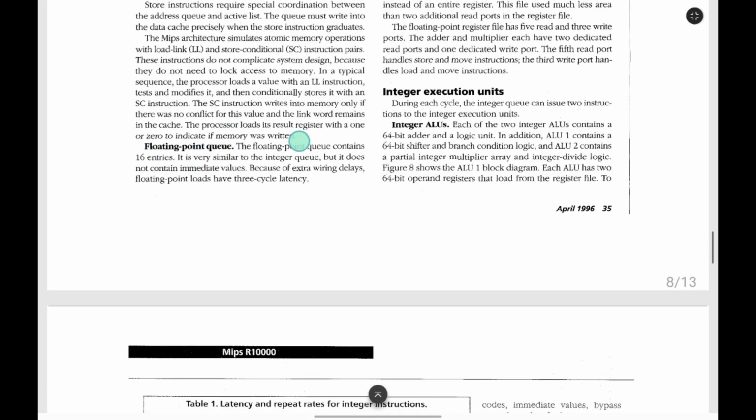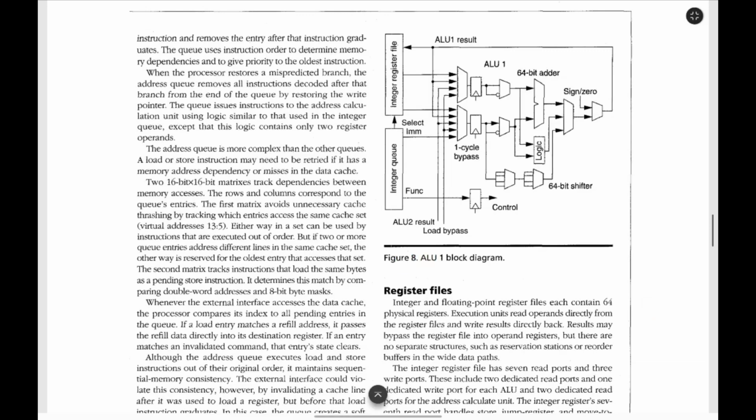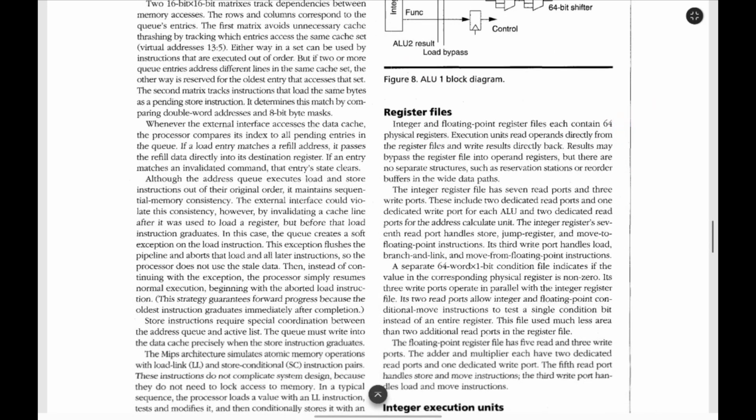The floating point queue. The floating point queue contains 16 entries and is very similar to the integer queue, but it does not contain immediate values. Because of extra wiring delay, the floating point needs to have a 3-cycle latency. Figure 8, ALU1 block diagram.